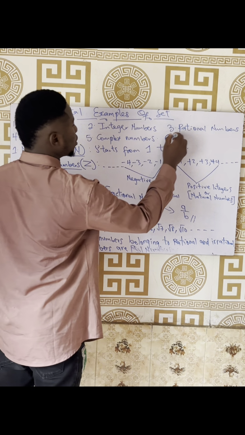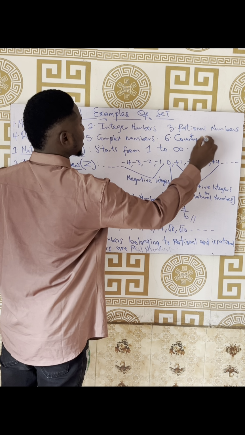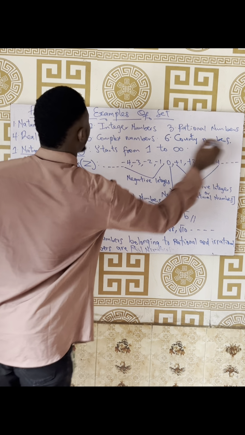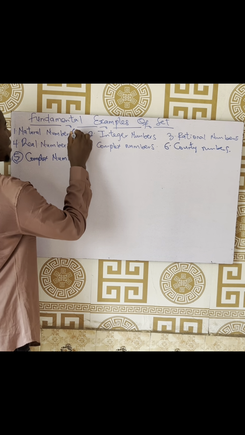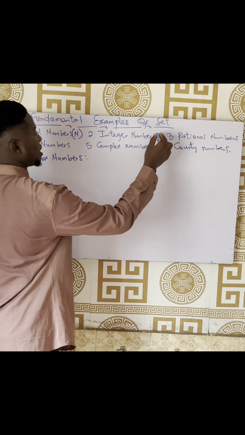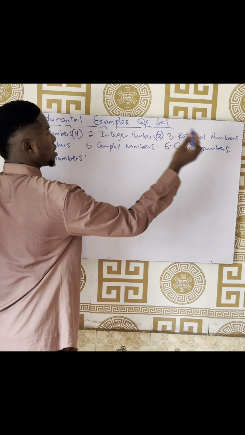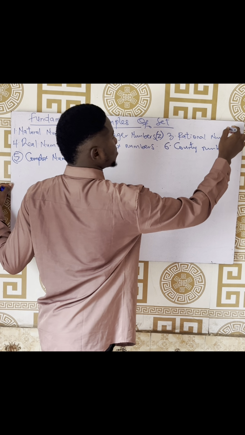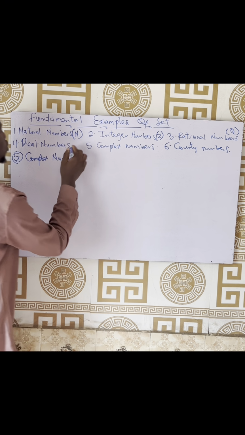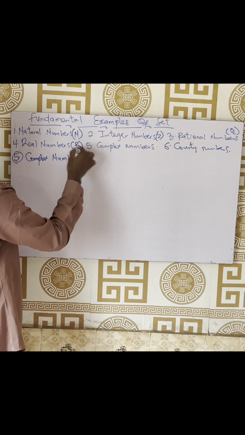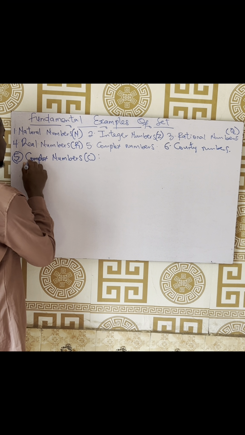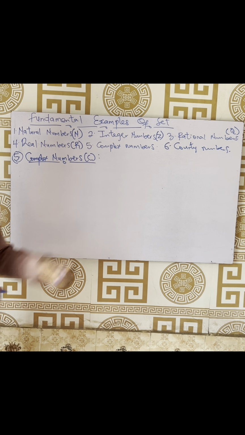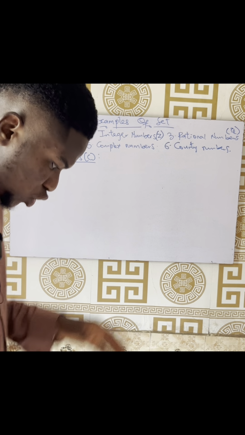Now, guys, let me add one more: counting numbers. So let's talk about complex numbers and counting numbers, guys. We have said that natural numbers are represented by N, integer numbers by Z, rational numbers by Q, and real numbers by capital R. Complex numbers are represented by capital C. So guys, let's talk about complex numbers.